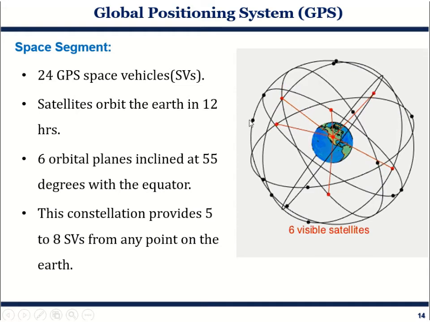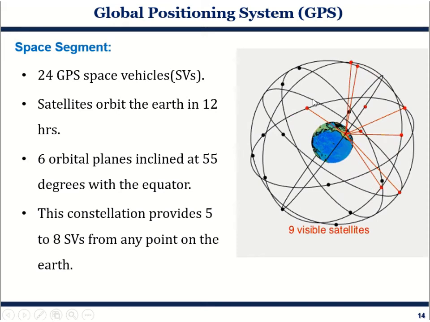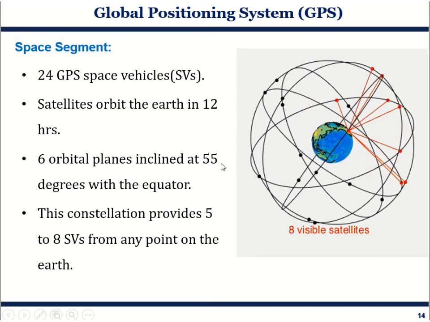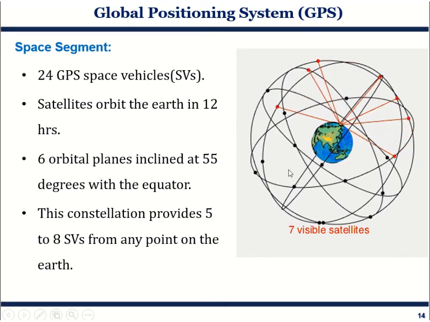You see here in the space segment, there is the Earth, and around Earth 24 space vehicles are rotating. So there is a movement of 24 space vehicles in a certain orbit. There are six orbital planes which are inclined at 55 degrees to the equator. These satellites orbit the Earth in 12 hours, so every satellite is orbiting the Earth every 12 hours.